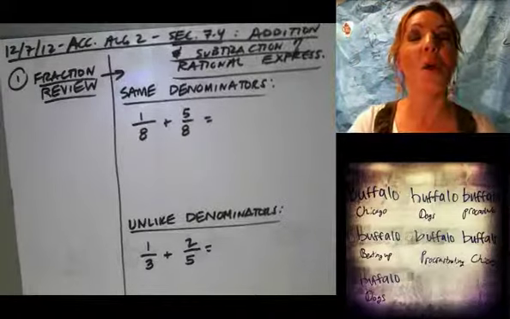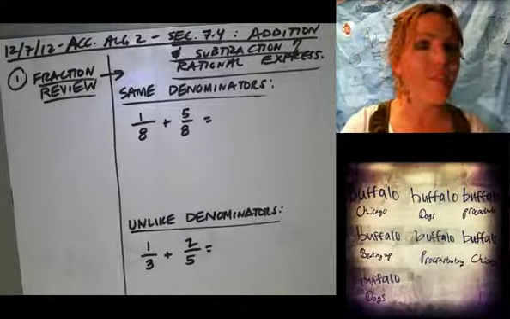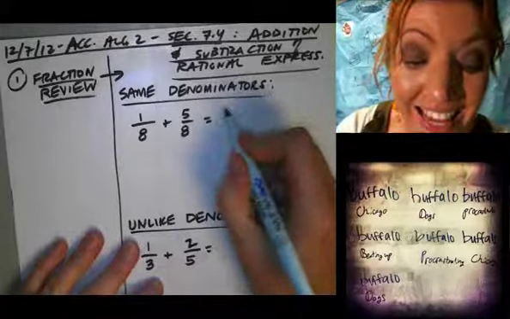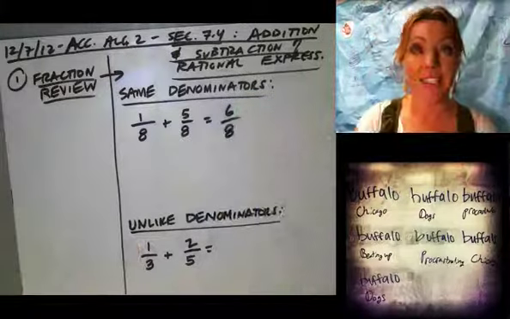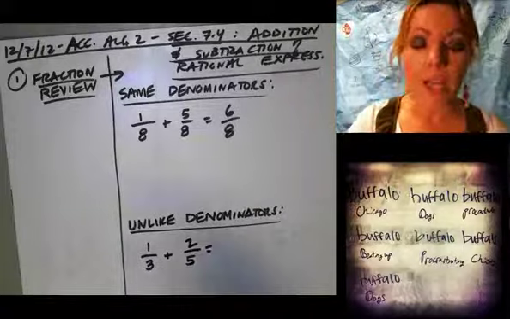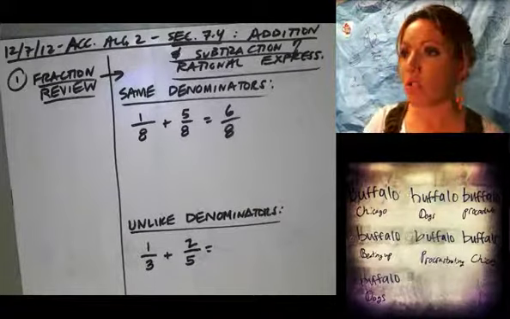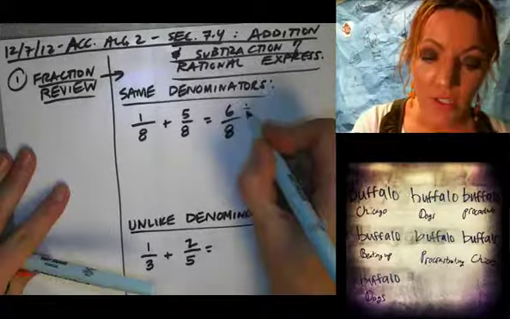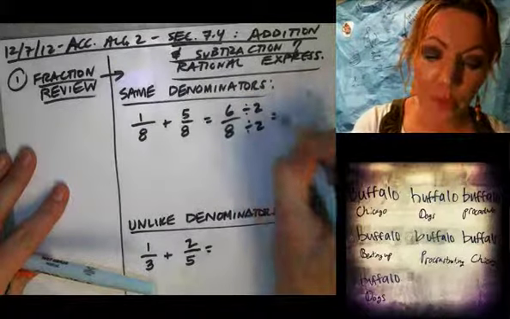So, what is it? When we add 1/8 plus 5/8, we get what? 6/8. The denominator stays the same. And then what? We reduce. What can 6 and 8 both be reduced by? 2. Good. So if we divide both by 2, we get 3/4.